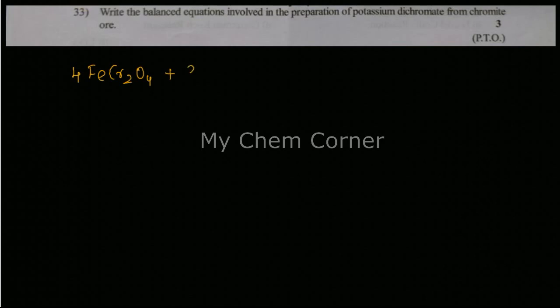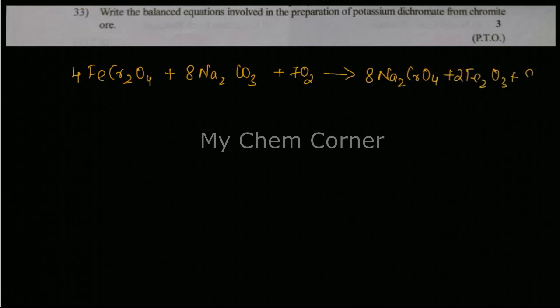Here we can write 4FeCr2O4 + 8Na2CO3 + 7O2 gives 8Na2CrO4 + 2Fe2O3 + 8CO2. That's your first step.